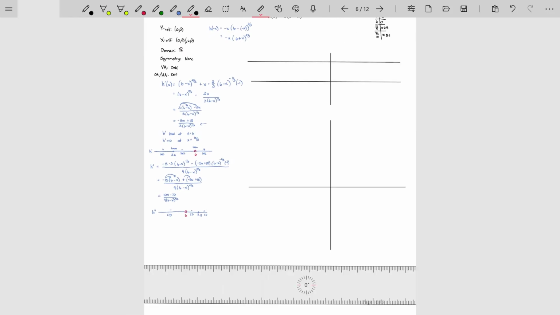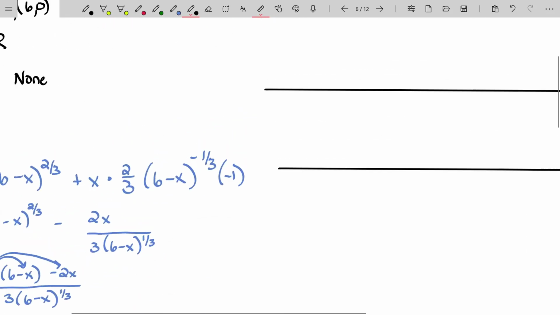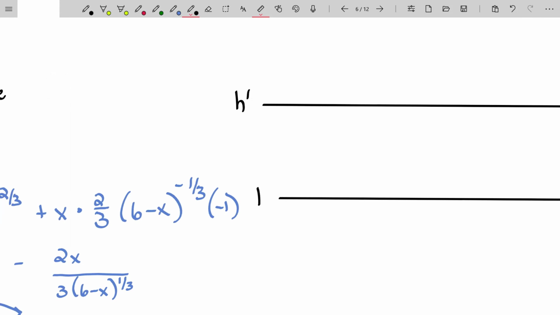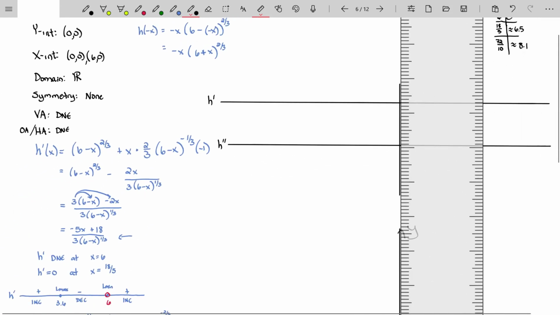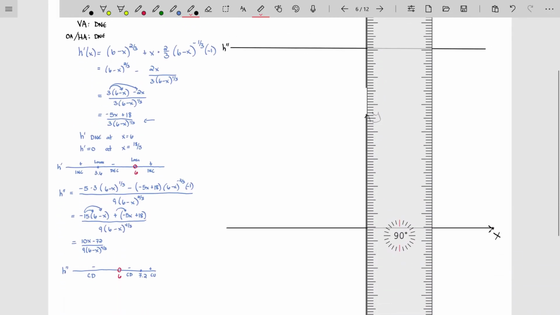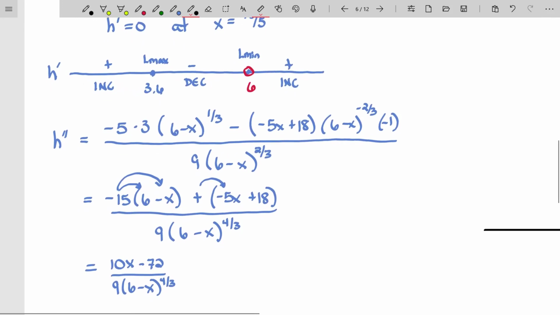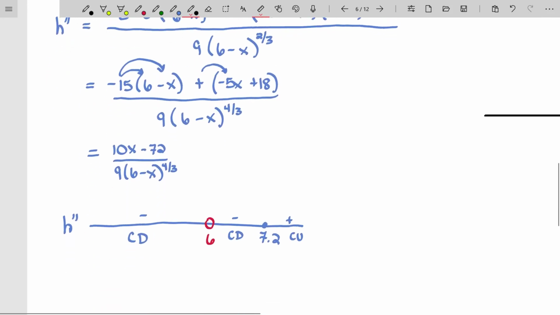Again, you can see from my graph here, I draw the XY axis down below, and I try to use a ruler for this so that it lines up and I know where 0 is on those number lines for H prime and H double prime above. In fact, I'm going to label this H prime and this H double prime. I'm going to erase that vertical line in a moment, but first I'm going to just go ahead and plot my X values. The X values for H prime and H double prime are 3.6, 6, and 7.2.